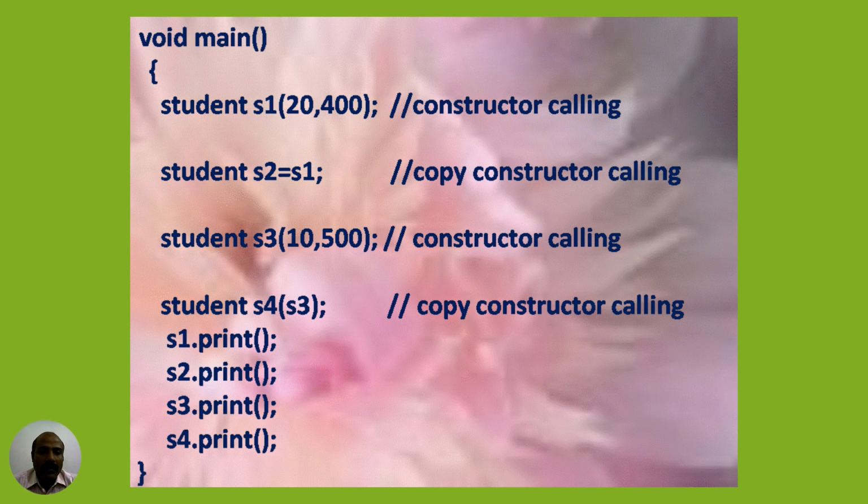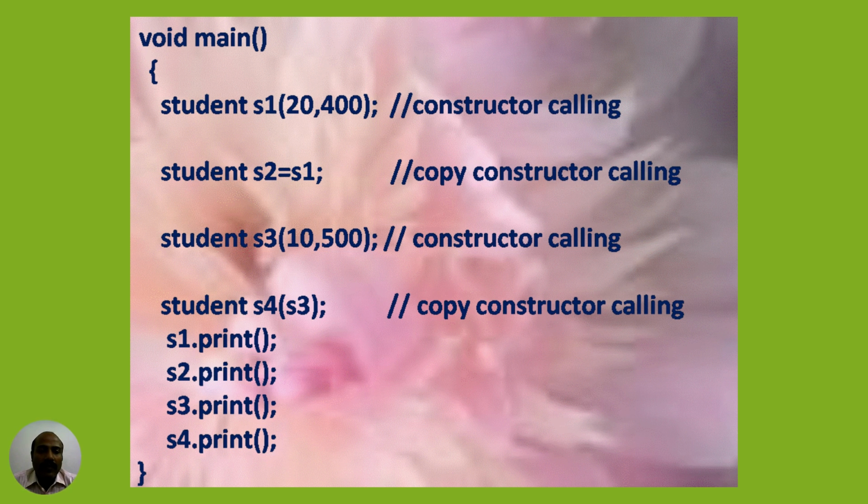The first constructor is called, and again we create another object S2 of the class student, S2 equal to S1. This is the same as copy constructor calling. And another one is the same copy constructor calling, S3. Here we have three objects, not variables. We are using three objects S1, S2, and S3. These are the constructor calling.